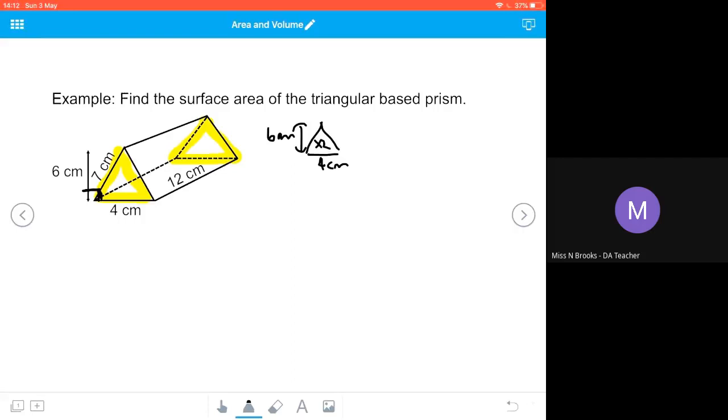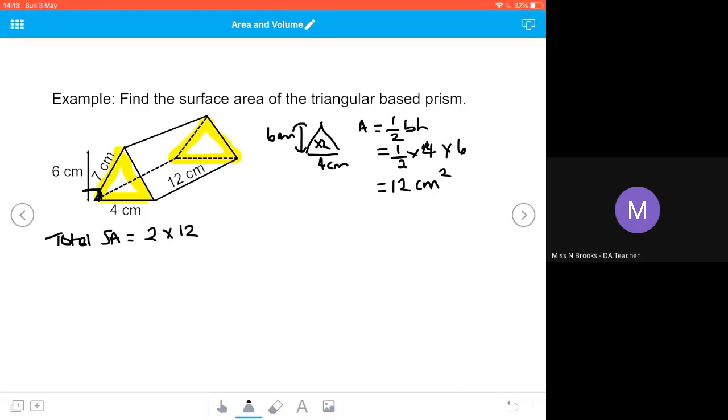So I know that the area of a triangle is a half times the base times the height. So it's a half of 4 times 6 equals 12 square centimeters, and I want 2 of them. So I'm going to go over here to my total surface area, and I'm going to say I want 2 times 12.